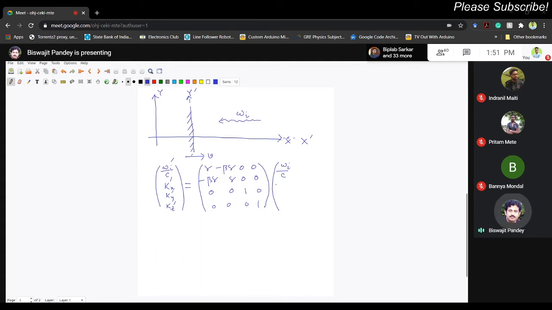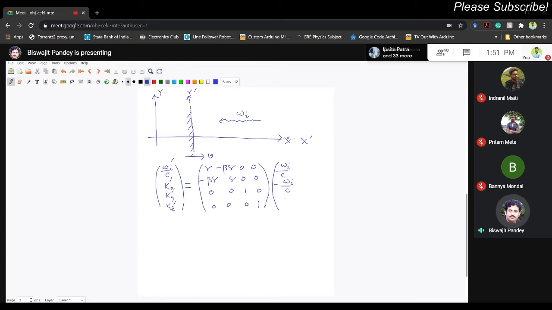So there is a direction: positive x or negative x? Negative x. So I write here minus omega I by c. This will be the x component of the four wave vector, minus omega I by c, because it is moving in the minus x direction. The last three components of the four wave vector are nothing but the three wave vector. That you should remember. We artificially separate them.